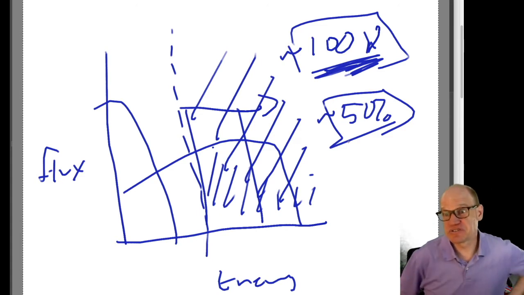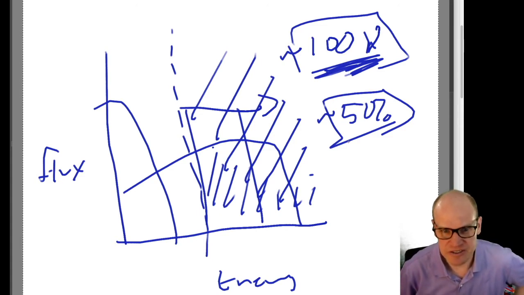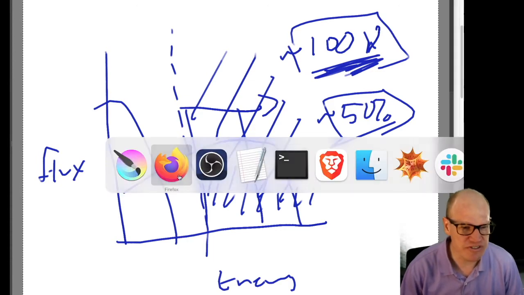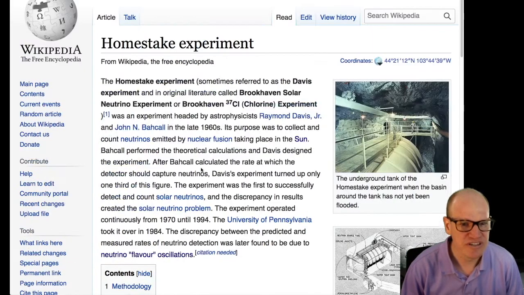And that was a problem. That was not what they expected to find. It was less than half. Was it this experiment where they saw 30%? One of them they saw 30%.